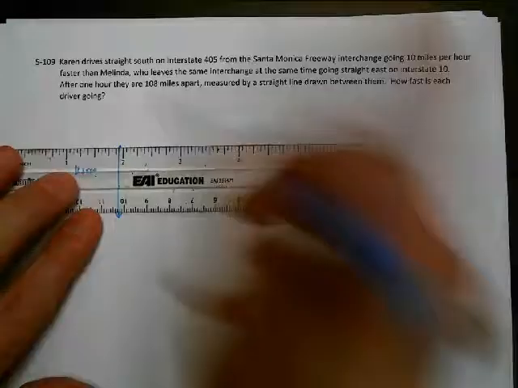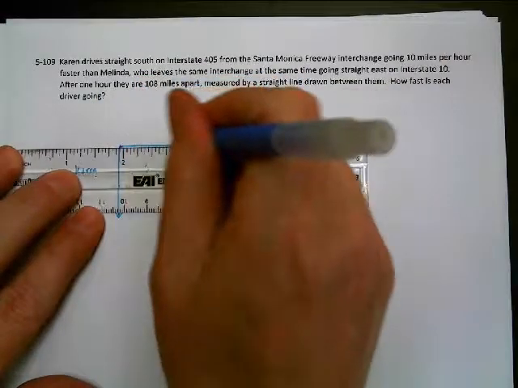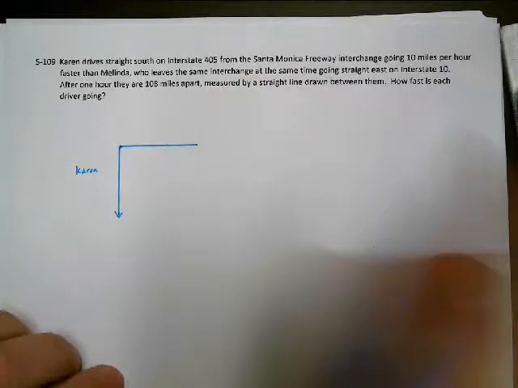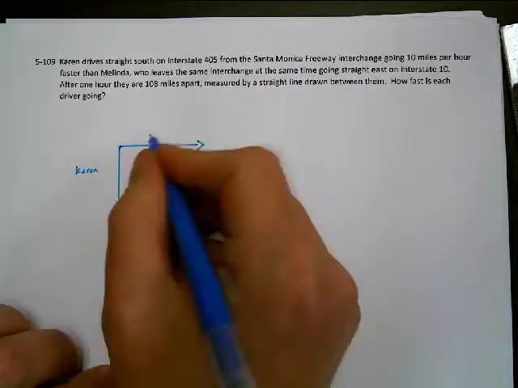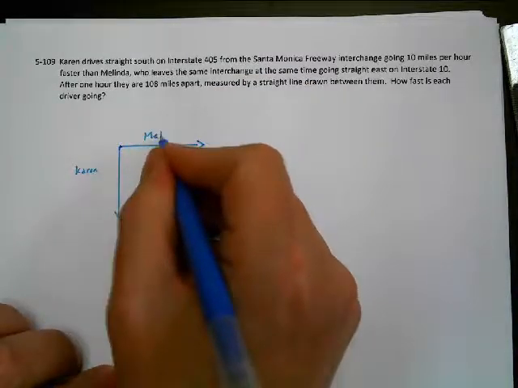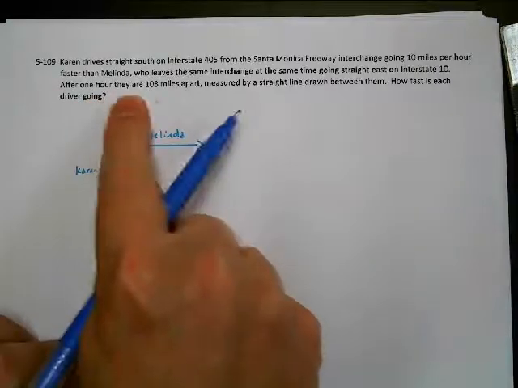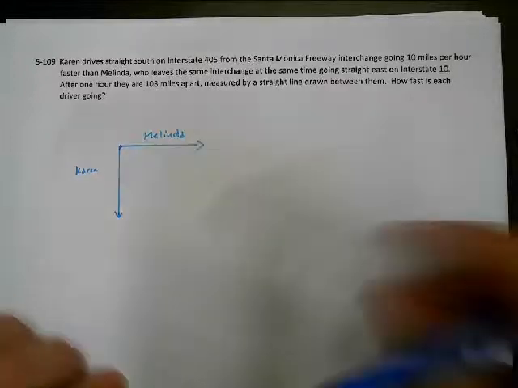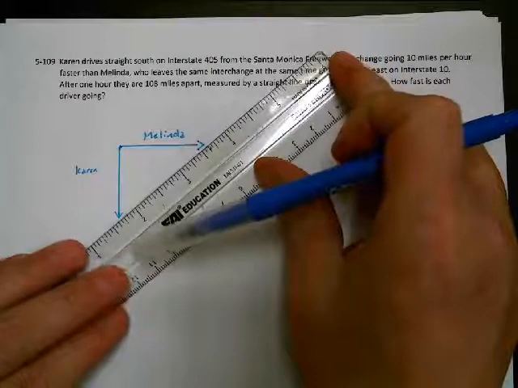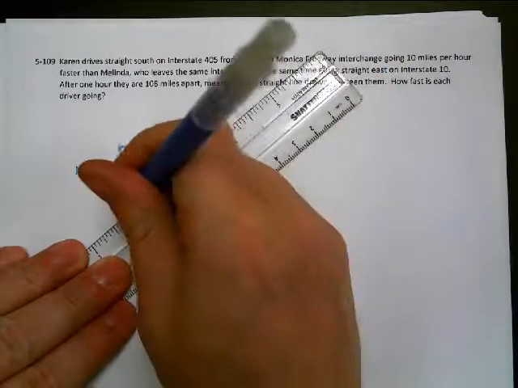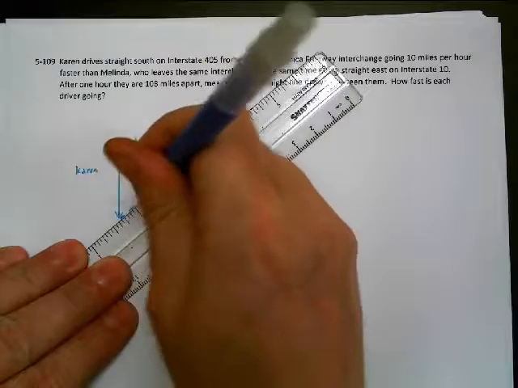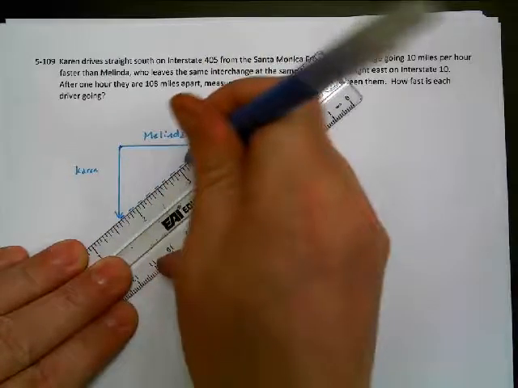So she's going straight east. There's Melinda. It says after 1 hour, they are 108 miles apart. So that's this diagonal distance here. So the distance there is 108 miles.